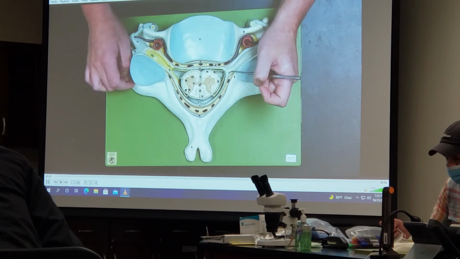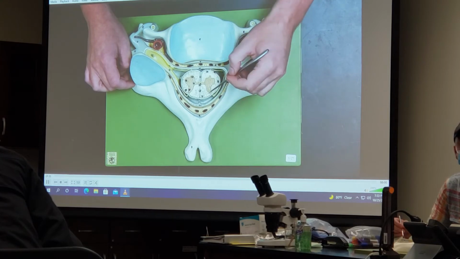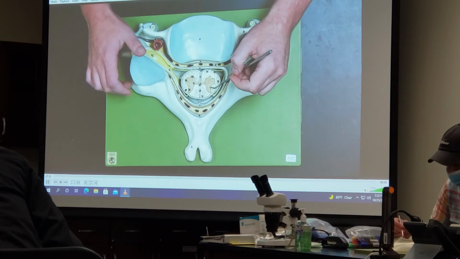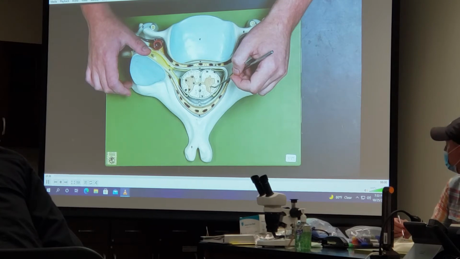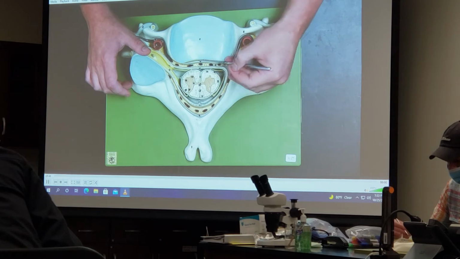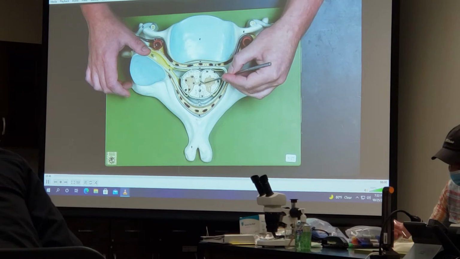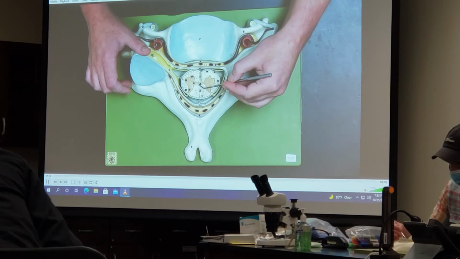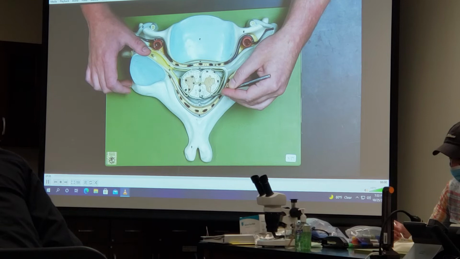For the funiculi. So I have a question real quick. The ventral side is closest to you? Yes. Okay. So this is dorsal, this is ventral. So this is the ventral median fissure. This is the dorsal median sulcus.